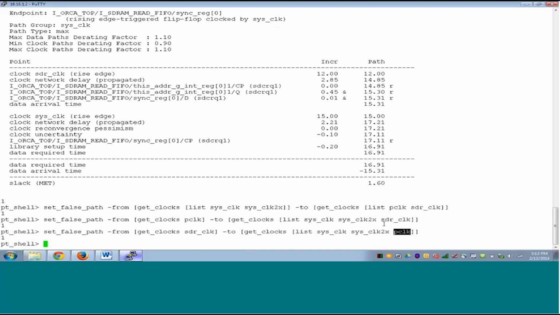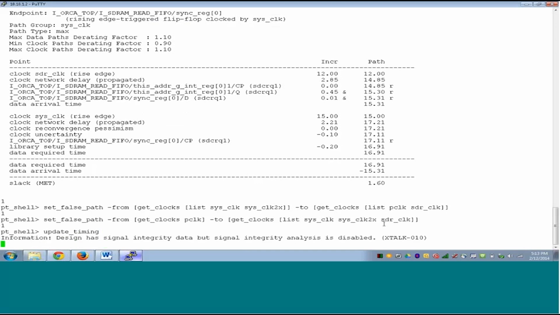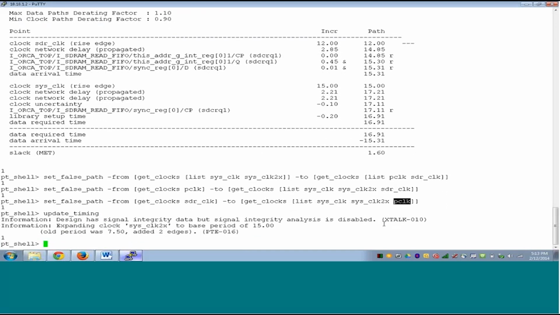Any change in constraints, I have to do update timing. Even if I don't do it, the next command I run will force it. So I'll do update timing. Now see, PrimeTime is giving me one piece of information, code PT016. It is expanding sys clock 2x.